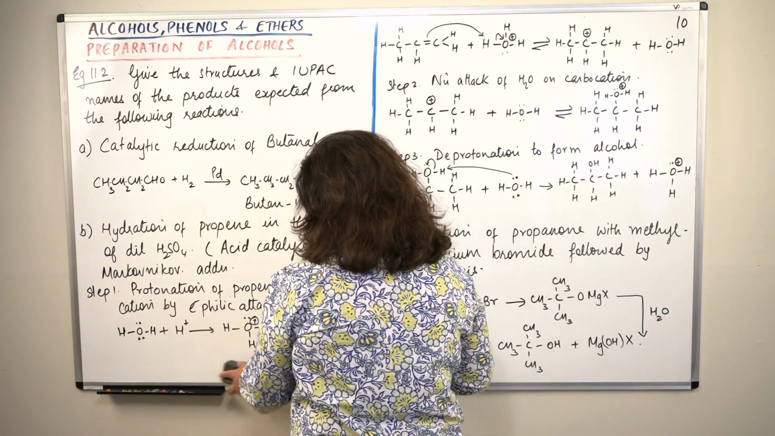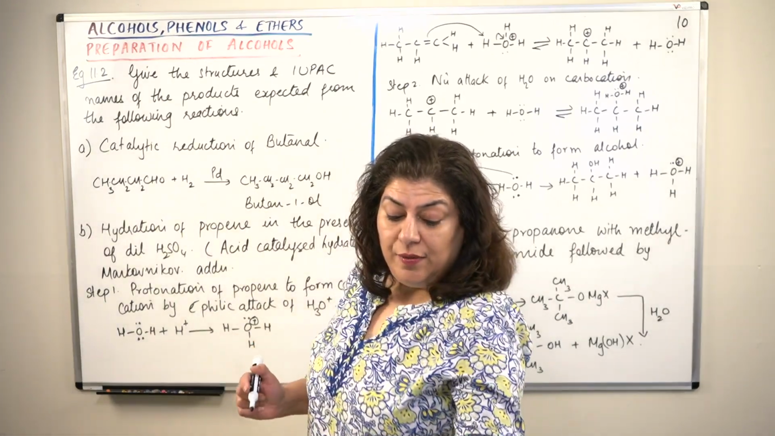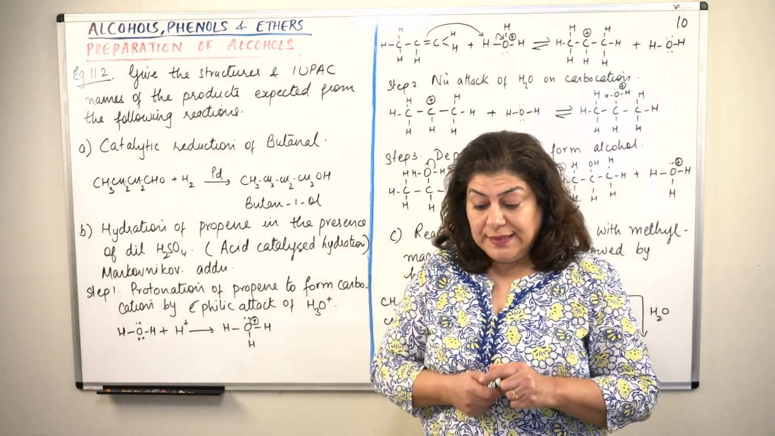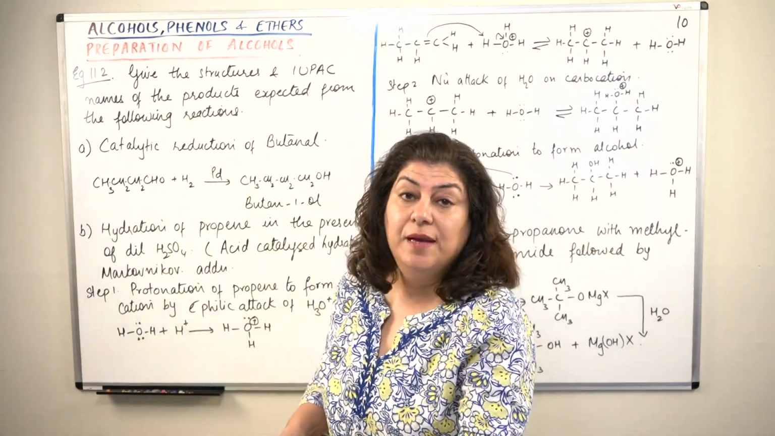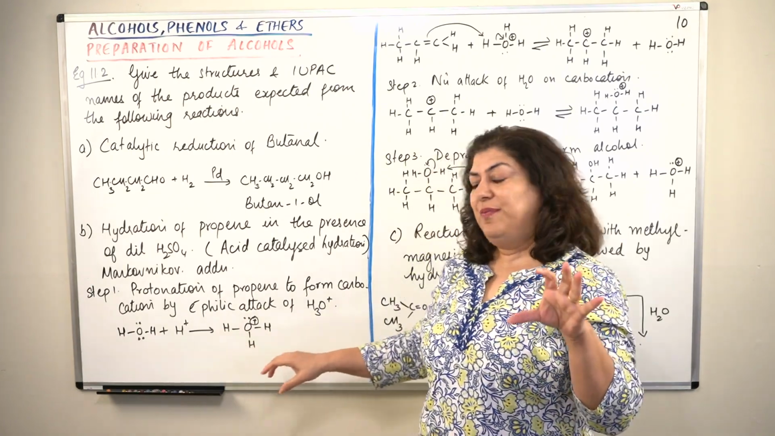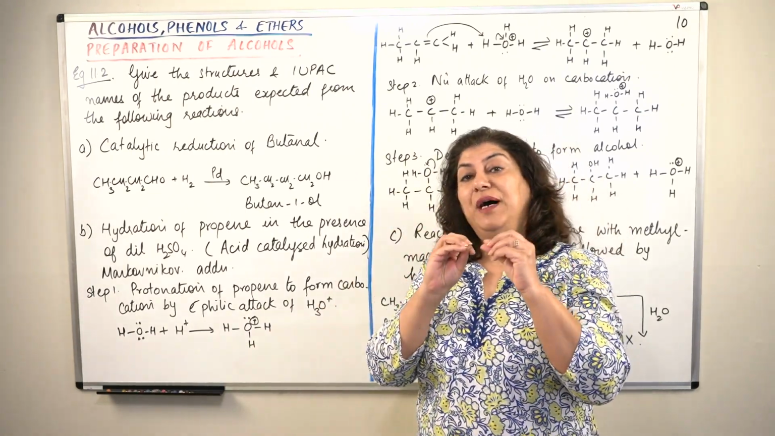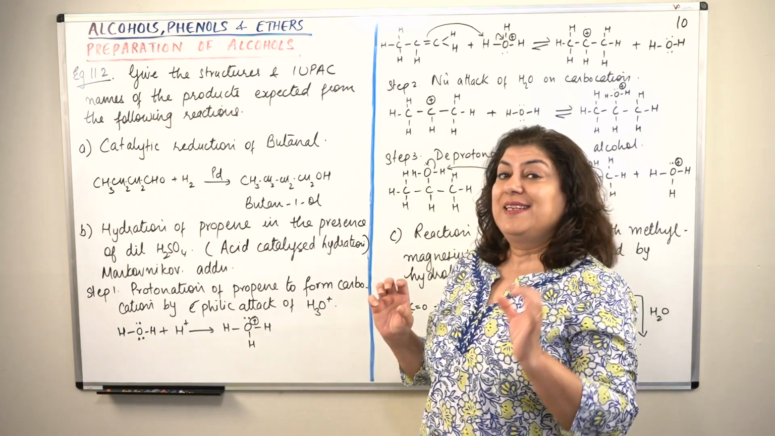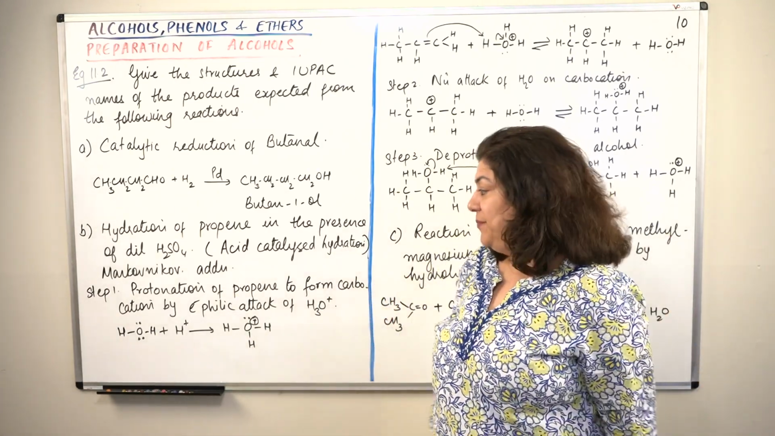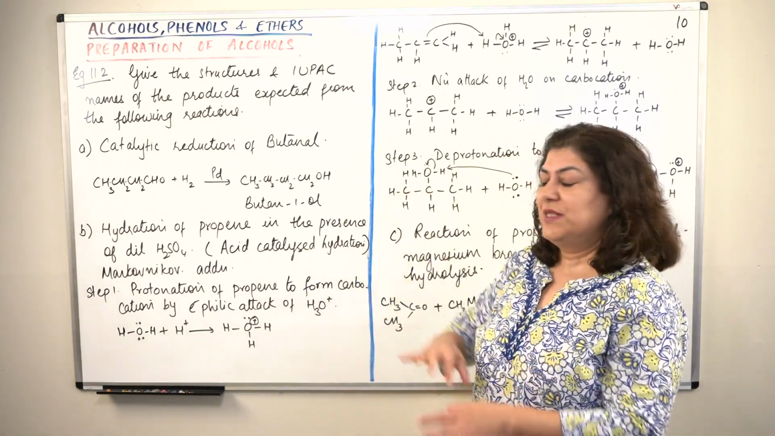Let me remind you that this was a reaction in which Markovnikov addition takes place. The addition that takes place is Markovnikov addition, which means in water the negative part is OH, so the negative part of the addendum will always get attached to that carbon which has lesser number of hydrogens already. We'll come to that later. Let us first see the steps.